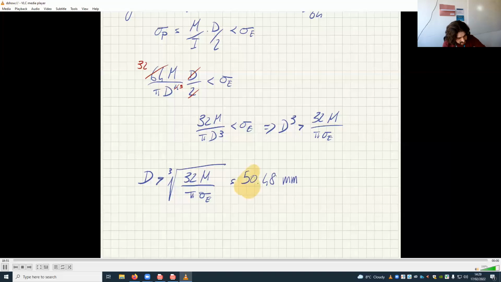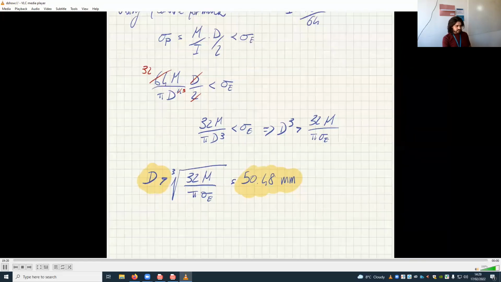And this is what we need. D must be greater than 50 millimeters. See, if you make it smaller than 50 millimeters, it might resist yielding, but it will not resist fatigue. At some point, it will break. See, even if you made it statically sound, statically safe, it will still fail at some point during its operation.